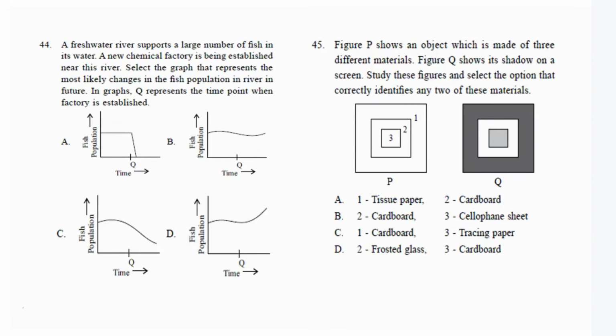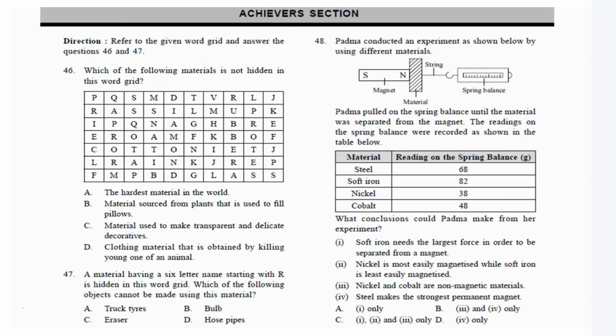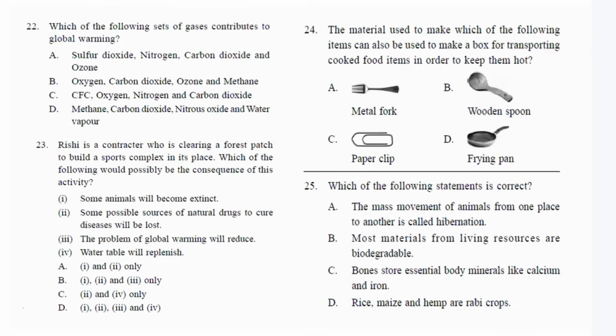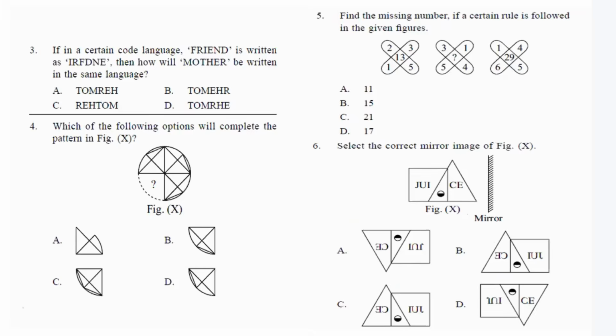The last portion of the question paper consists of some broader and a bit of tricky questions from question number 46. These questions are from the achiever section. In the achiever section, each question carries 3 marks. So the total marks of the question paper is 60. Till 45, it is 1 mark each, and from 46 to 50, it is 3 marks each. Now we will discuss the questions of this sample paper.